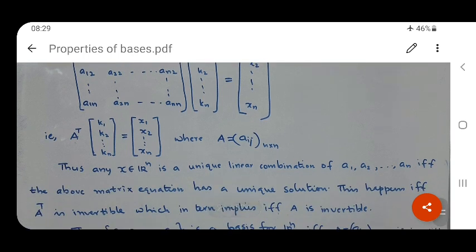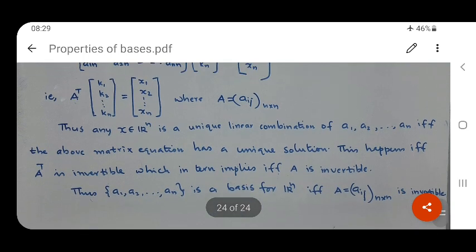Thus, any x belonging to Rn is a unique linear combination of a1, a2, etc., an if and only if this matrix equation has a unique solution. Otherwise, it has different representations. So the equation has a unique solution if and only if the corresponding coefficient matrix is invertible. That is, if and only if A transpose is invertible, which in turn implies A is invertible. And that is the proof of the problem.